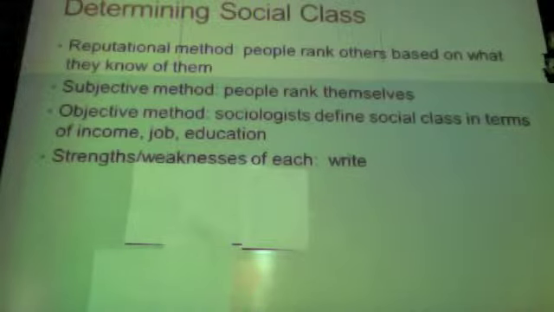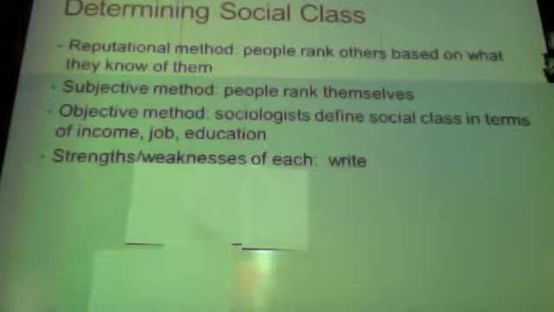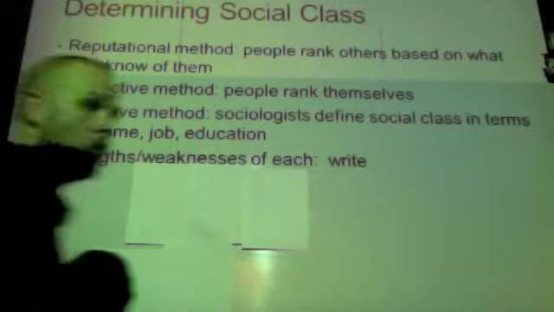First method that we'll talk about is the reputational method. People rank others based on what they know of them. It's based on reputation. This is not the most accurate way of determining social class. And a lot of times, a lot of baggage can come with this. It can be connected to families and what you know of a family.